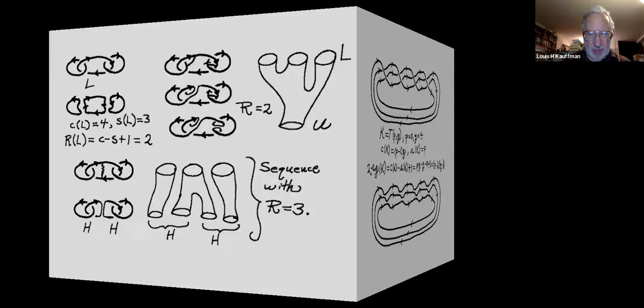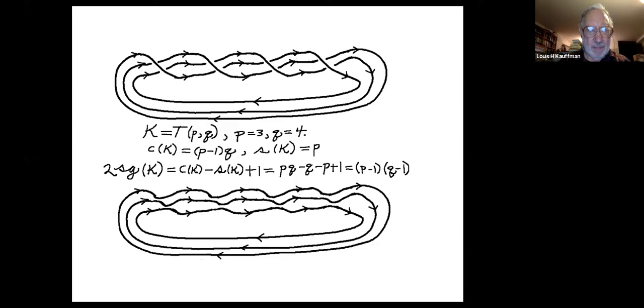Let me use this example. Here is a torus knot of type P, Q. P equals 3 and Q equals 4 in this case. So we have four little braids of type 3 here. And you'll notice that the number of crossings in the P, Q torus knot is P minus 1 times Q, because each of the little braids has P minus 1 crossings in it, and there are Q of those braids. So the number of crossings is P minus 1 times Q.